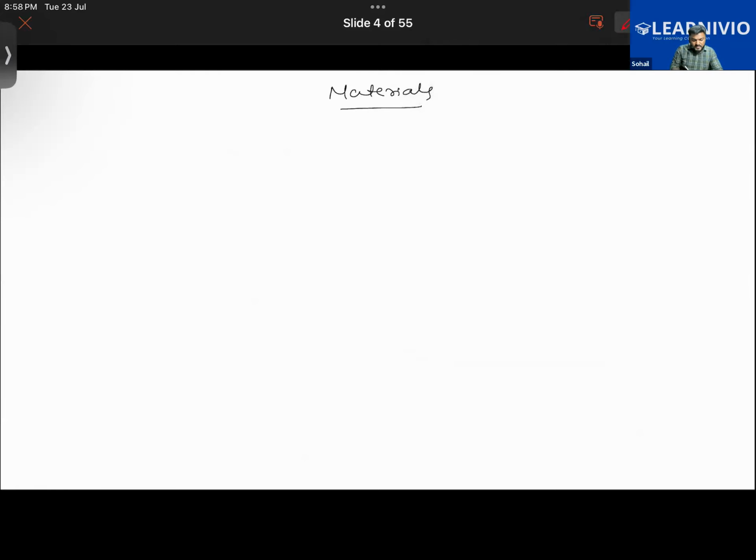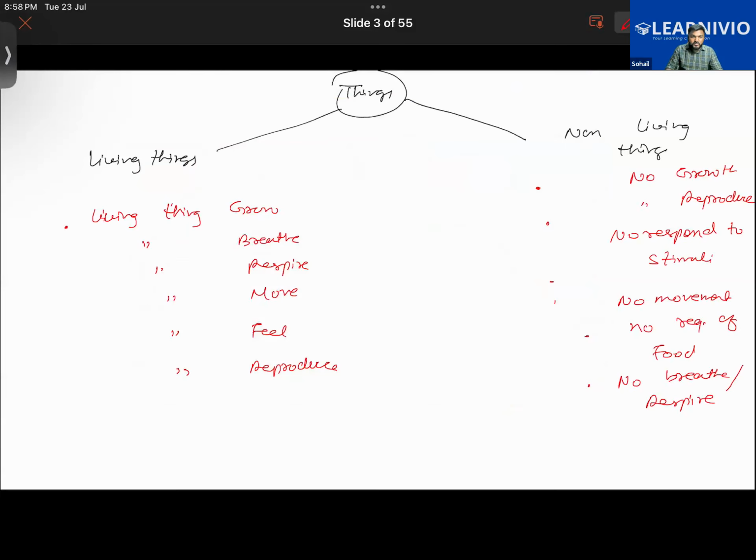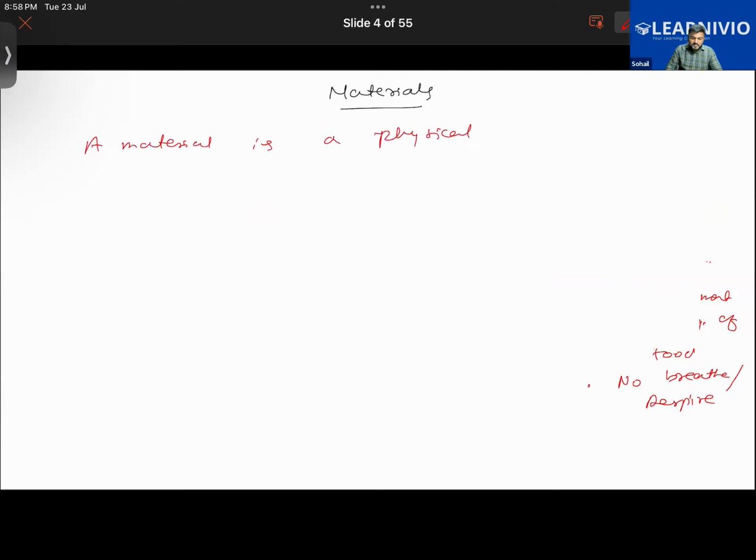As I say, a material is a physical substance. By the way, you guys have to prepare notes also. From this topic onwards, start preparing the notes. And give the heading of the chapter first: Sorting Materials into Groups. Whatever I tell you to write down, that only you have to write down.